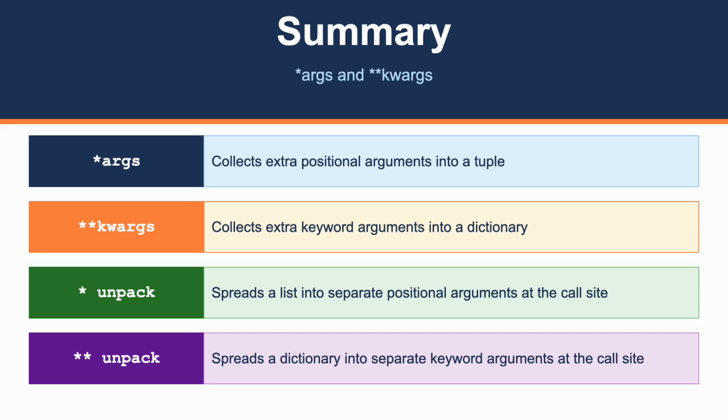That covers everything. *args collects extra positional values into a tuple. **kwargs collects extra keyword arguments into a dictionary. A single asterisk packs at the definition and unpacks at the call site. 2 asterisks do the same for named values.